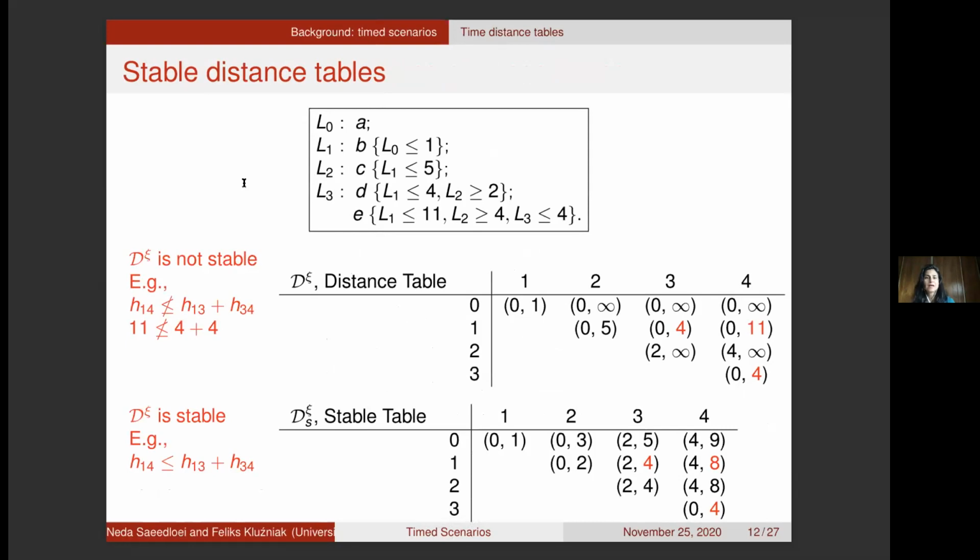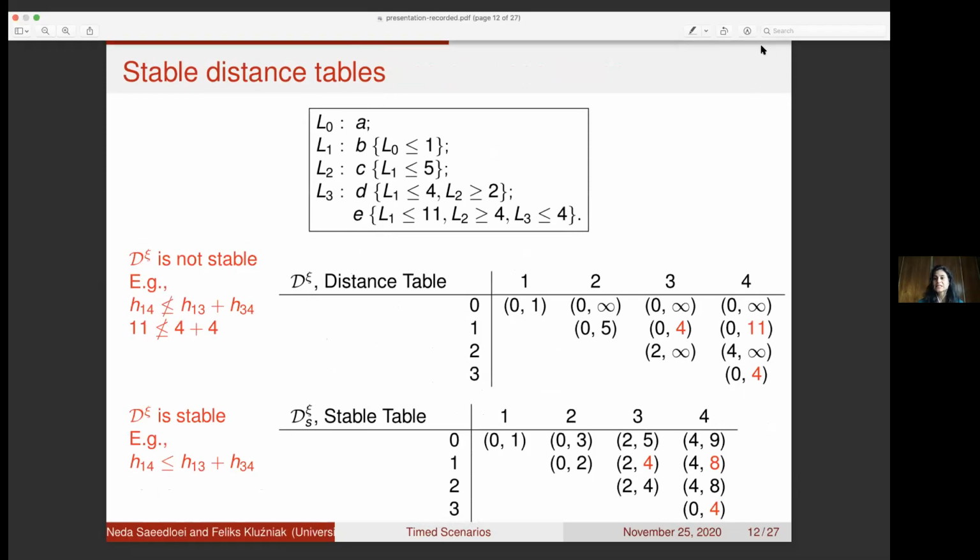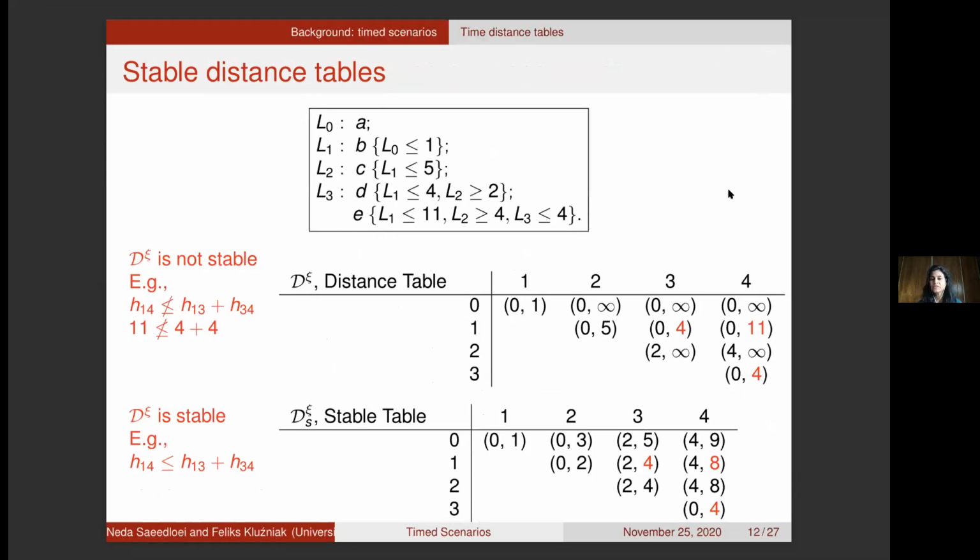So now here is an example. We have this scenario with its initial distance table. Observe that this distance table is not stable. Why? Because the high value between events 1 and 4 must be smaller than or equal to the high value between 1 and 3 plus the high value between 3 and 4. But that is not the case, because the maximum distance between event 1 and 4 is 11, and that is not smaller than the maximum distance between event 1 and 3, which is 4, plus the distance between 3 and 4, which is 4. 11 is not smaller than 4 plus 4.